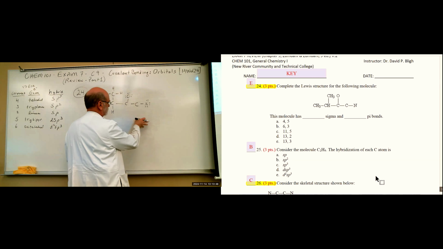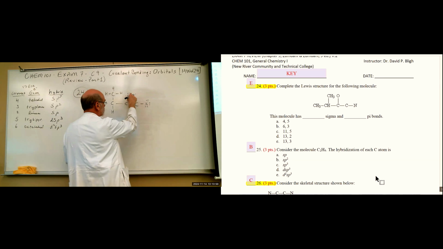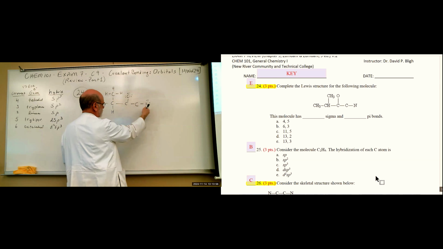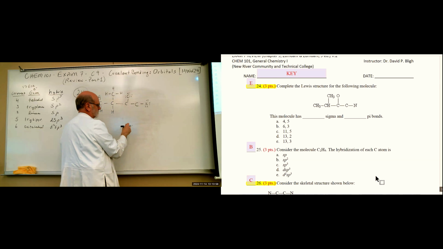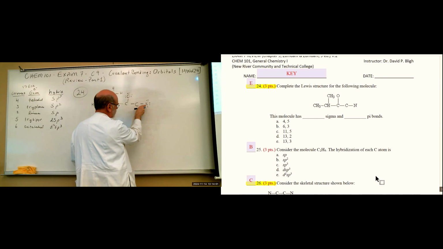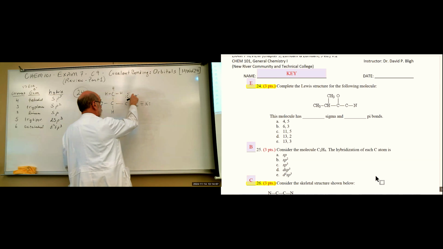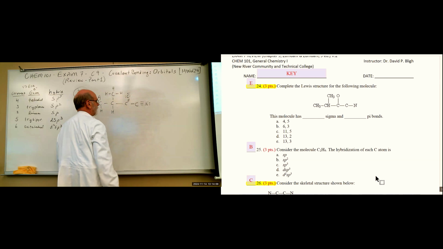How do we make this? Well, these electrons are going to be assigned to that carbon. These electrons are going to work with this carbon because they're not going to jump carbons. So in order to get an octet here, we have to form like that. In order to get an octet here, all we need is that.